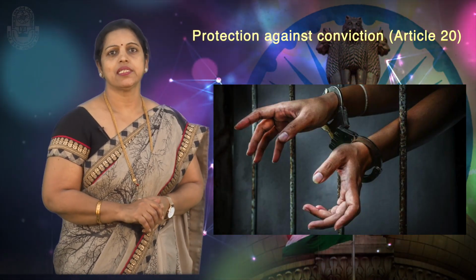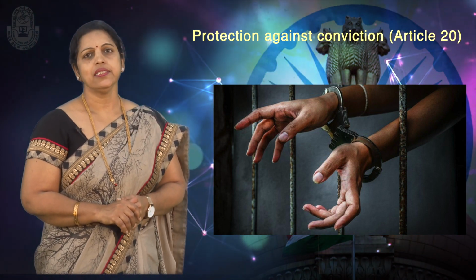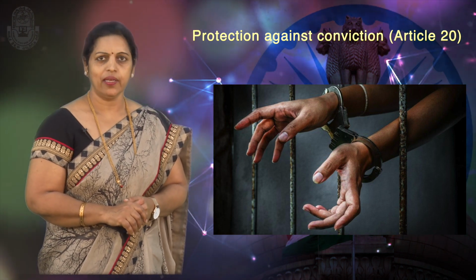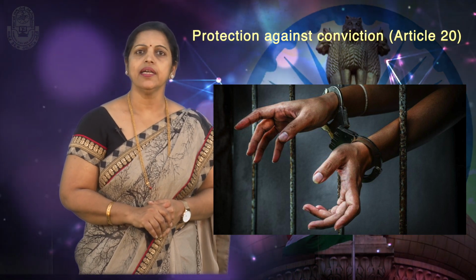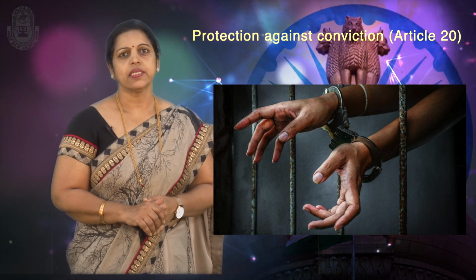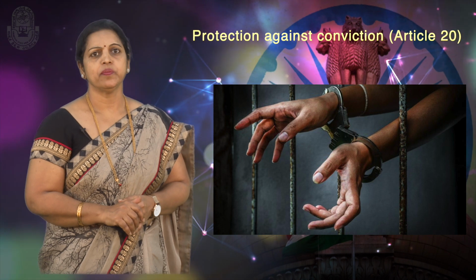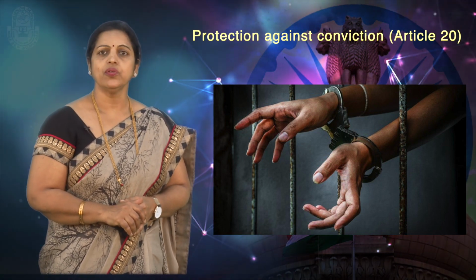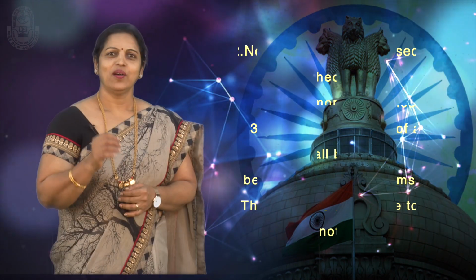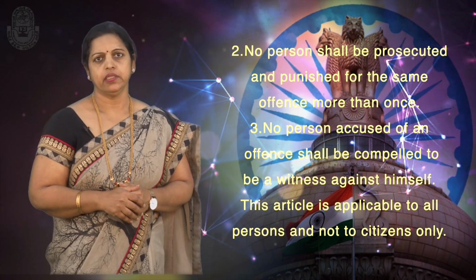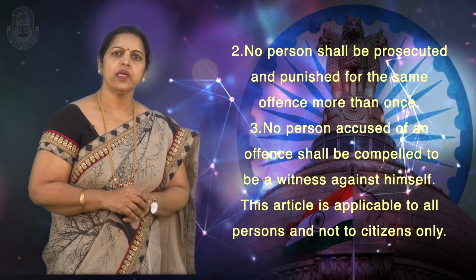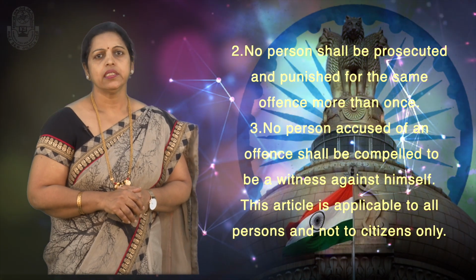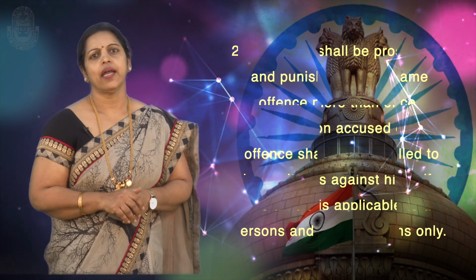The next right, guaranteed under Article 20, is protection against conviction. Article 20, Clause 1 says that no person shall be convicted of any offence except for the violation of law in force at the time of commission of the act charged as an offence, nor subjected to a greater penalty than that which might have been inflicted under the law in force at the time of commission of the offence. No person shall be prosecuted and punished for the same offence more than once. No person accused of an offence shall be compelled to be a witness against himself. This article is applicable to all persons and not only citizens.